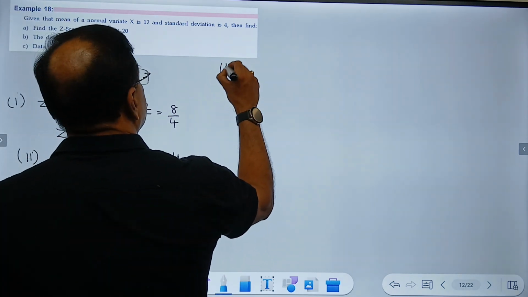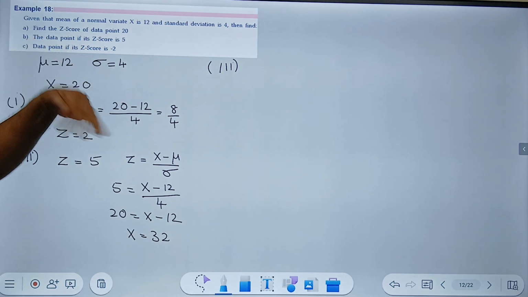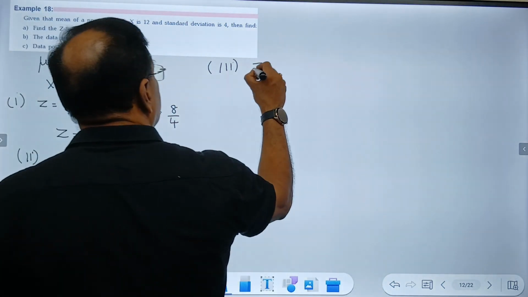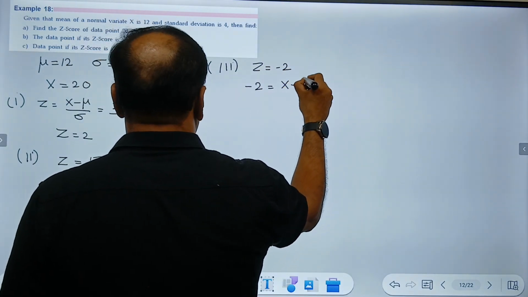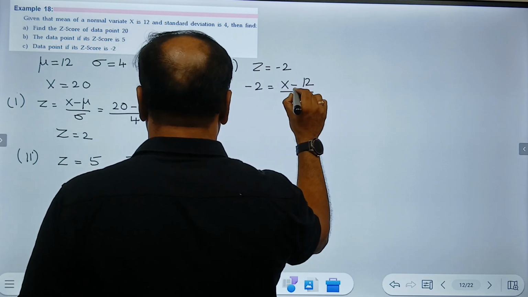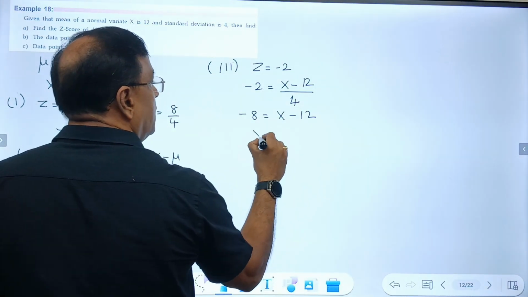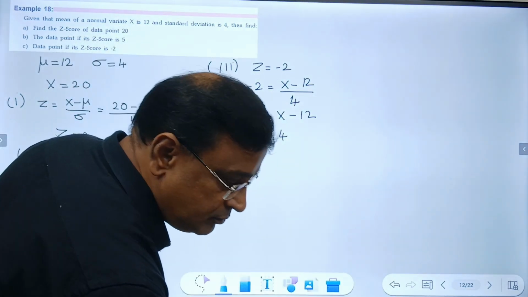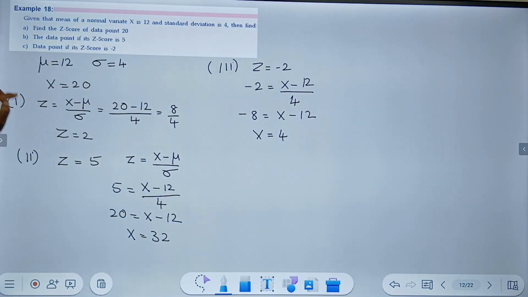Now what's the third subdivision? I want to find the data point if the Z score is negative. Okay. So if Z equal to minus 2, what is the formula? Minus 2 equal to x minus mu by sigma. Sigma is 4. So minus 8 equal to x minus 12. So x is equal to 4. Okay. I hope this is clear. Very, very simple. Just using the formula Z equal to x minus mu by sigma. All that you should know is Z score means Z, data point means x. Okay. Don't forget that. Now let's go to the next question.